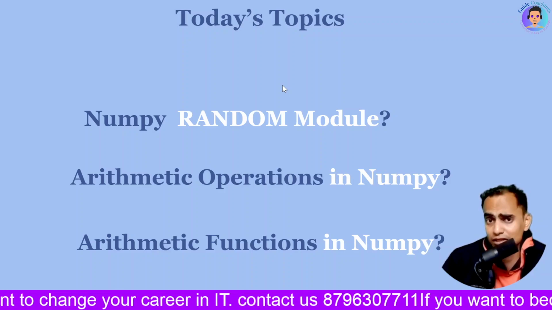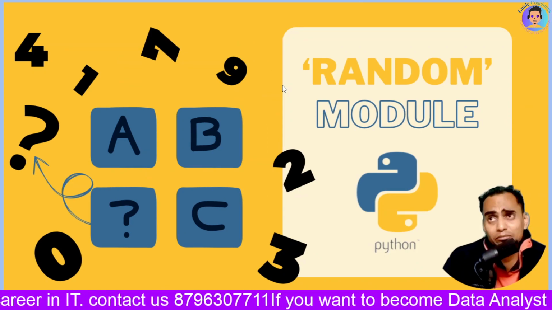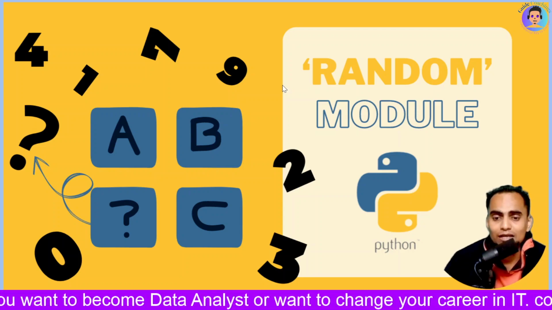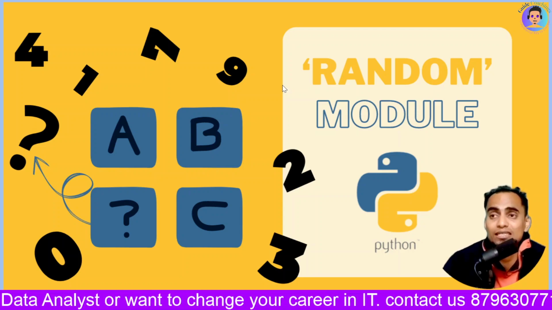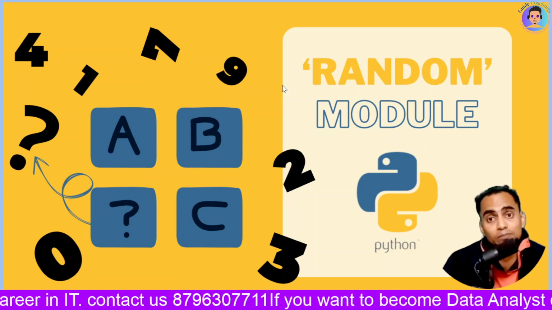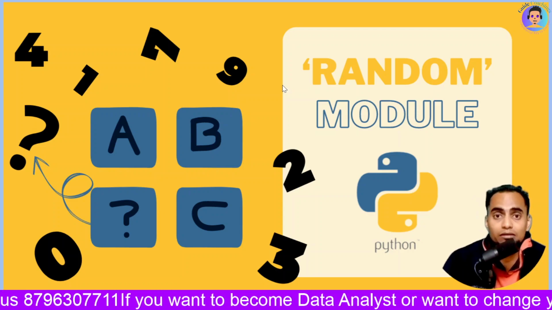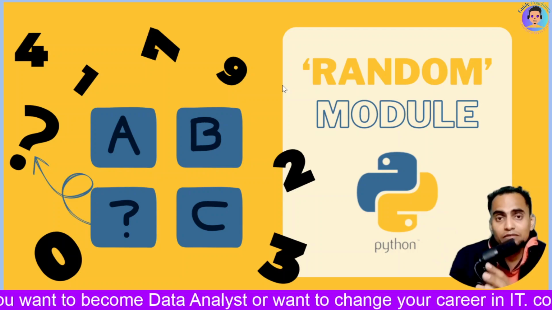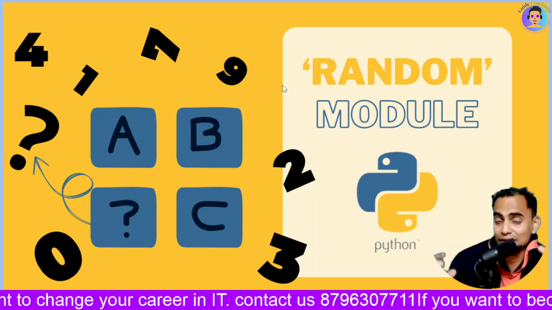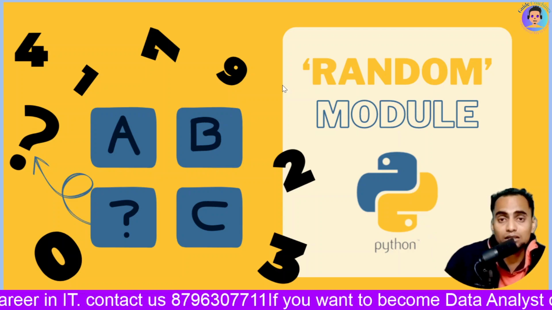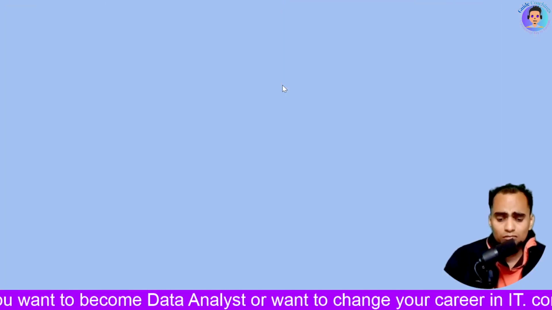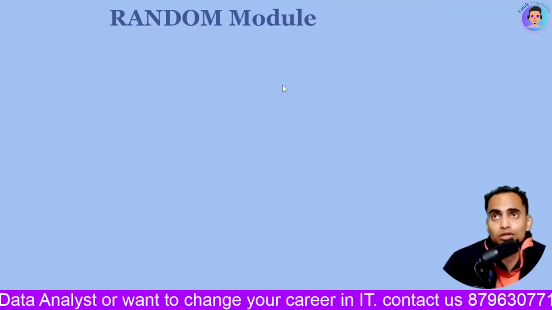So let's start with the first thing first, that is random. So random means something which you cannot predict or you cannot guess. So that is random. Okay, so if you want to generate a series of numbers in Python, in NumPy specifically, we will be using the random module. So it's a module. In Python we have a class, or we can call it a module, NumPy, and then in NumPy we have another module called random. Okay, so we will be using that.